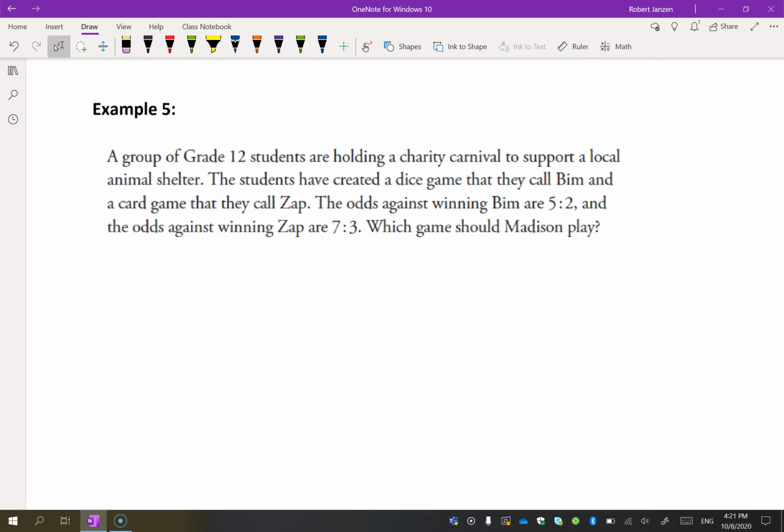Okay, try this one. All right, now that you've tried it, a group of grade 12 students are holding a charity carnival to support a local animal shelter. The students have created a dice game that they call BIM and a card game that they call Zap. The odds against winning BIM are 5 to 2. Against winning. So what are the odds for winning? That would be 2 to 5. If I change this to the probability of winning, this is 2 out of 7.